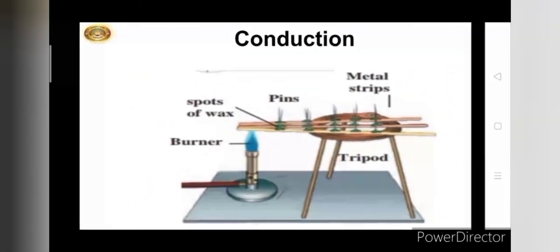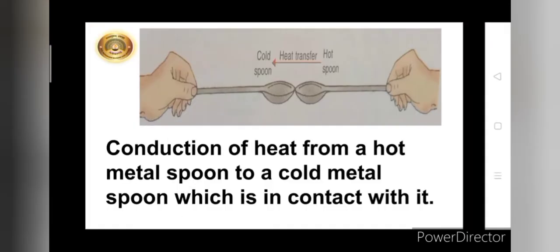So, we can conclude that the heat is transferred from the hot end of the aluminium rod to its colder end by the process of conduction, and it requires a medium, that is, a solid substance, here the aluminium rod. Another example of heat transfer by conduction is transfer of heat from a hot metal spoon to a cold metal spoon which is in contact with it, as you can see in this figure.